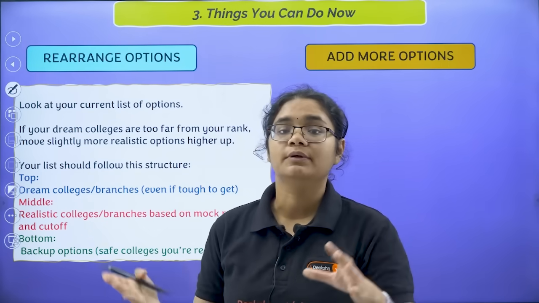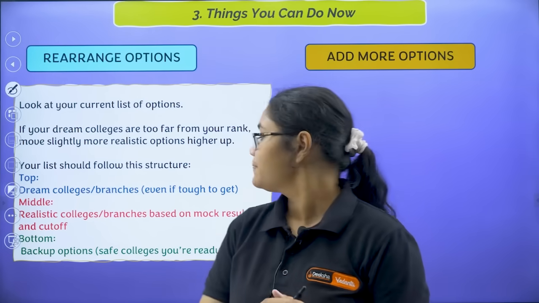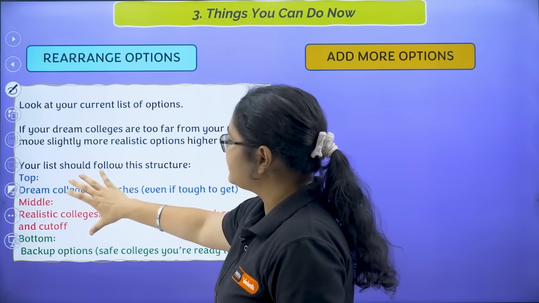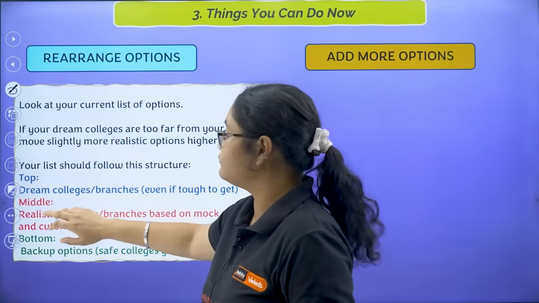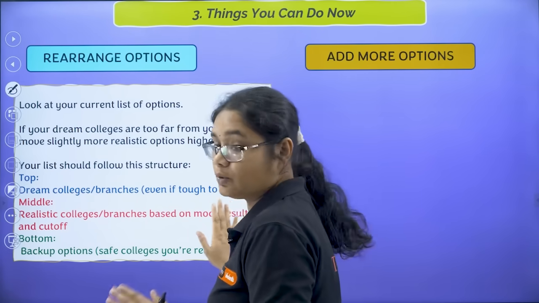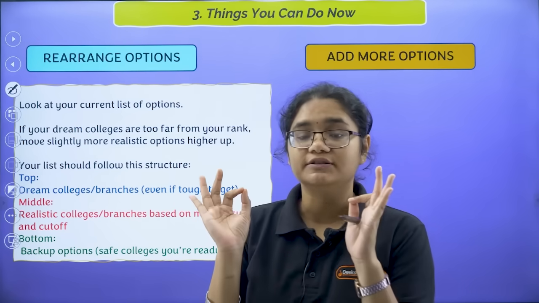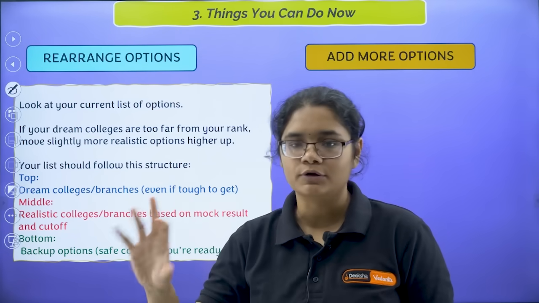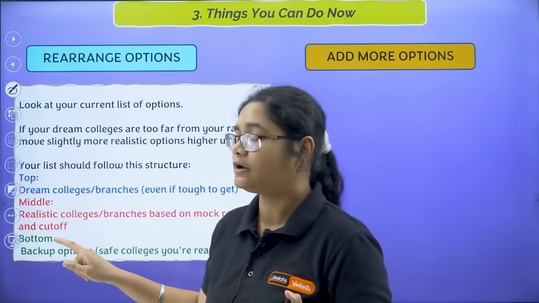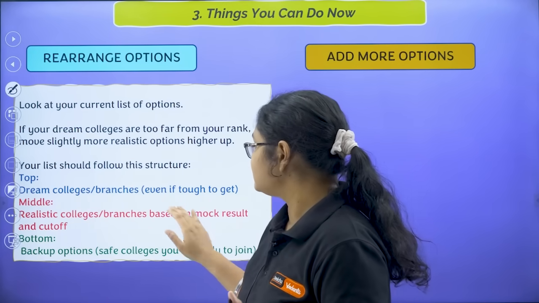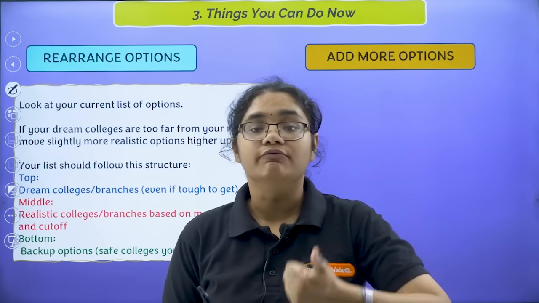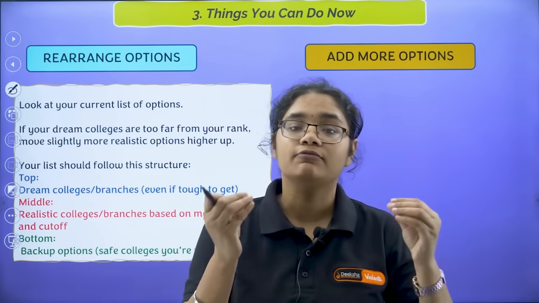Rest all options should be your realistic options. I have told you this many times, you should be having an order like this: top colleges, the dream colleges or branches, even if you don't get them. Even if it is tough to get those colleges, you can put them. But this middle part, the realistic colleges, is very important. Realistic colleges or branches should be based on the mock result and cutoff. So you have to put those colleges whose cutoff is in the range of your rank.